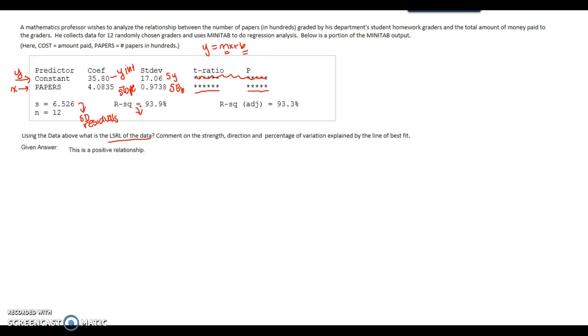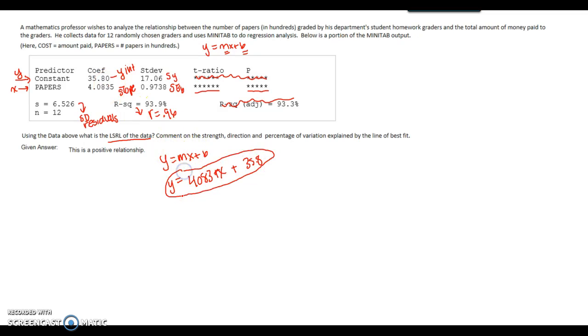All right, so if we take the square root of 0.939, we're going to get 0.96. So our r value is 0.96. Okay, and we never have to worry about this. All right, so what's the least squares regression line? Remember, you're going to do y equals mx plus b. So y equals, what is your slope? Your slope is 4.083 x plus, what's your y-intercept? That's going to be your 35.8. Okay, and that came from these two values right here.